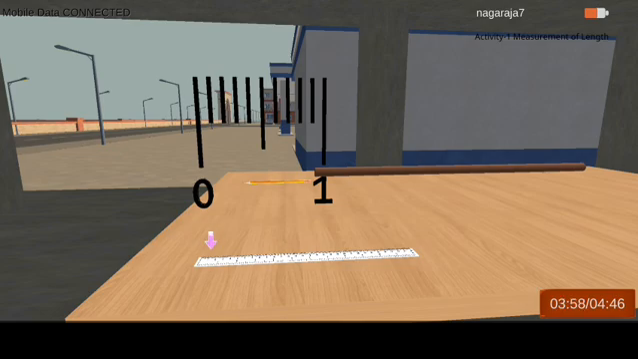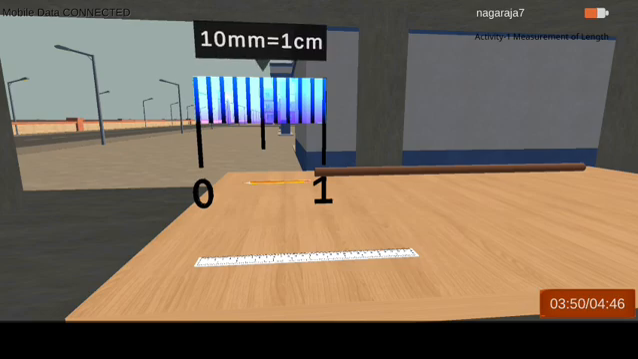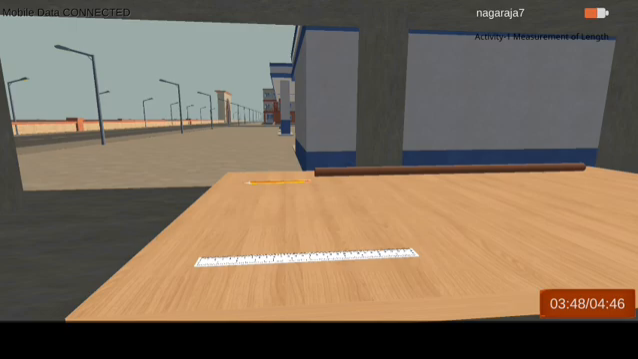The distance between these two lines is 1 millimeter. We can see here 10 millimeters mark, which is equal to 1 centimeter. As we move forward, the distance increases on the scale. Look here, it is 15 centimeters, and at last it is 30 centimeters.